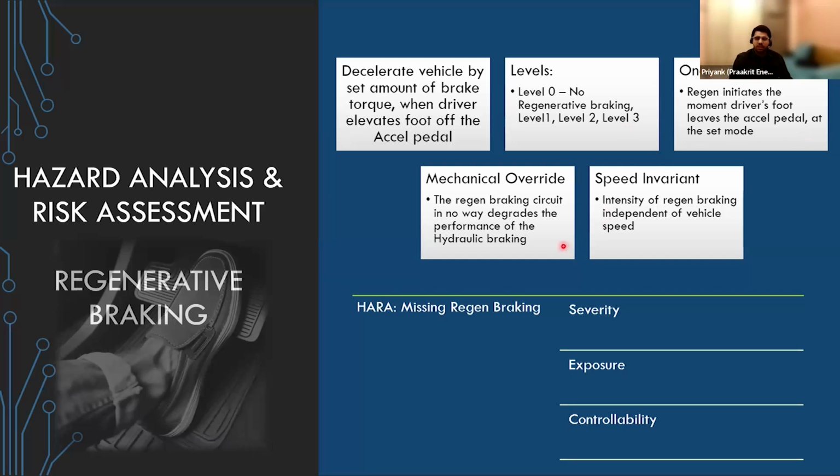An assumption that I want to make beforehand, because it's a very obvious assumption: the regen braking depends on the powertrain, which is the motors in the case of EVs. And so I assume that it does not affect the performance of the hydraulic braking. It's called a mechanical override. If the electrical systems fail, the driver could always push through and get the brake torque.